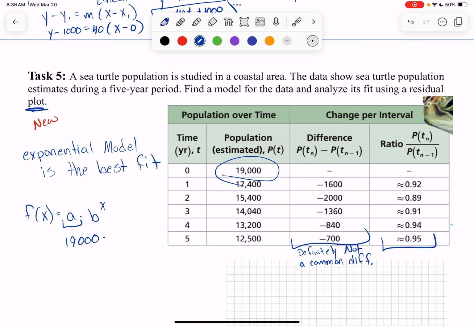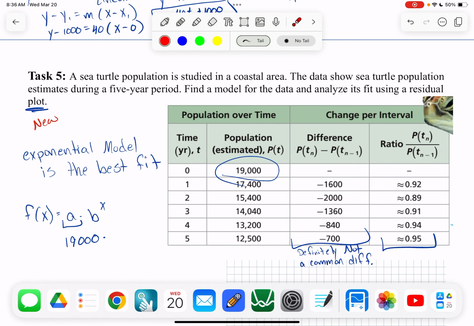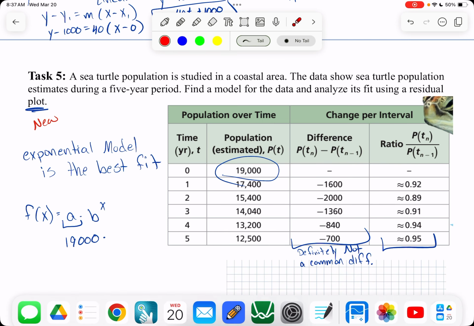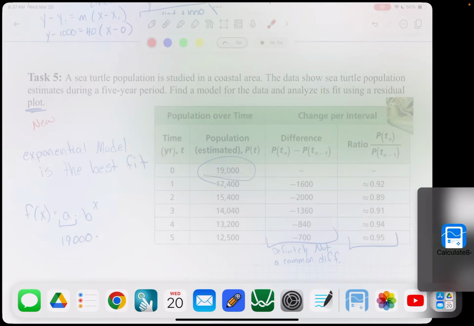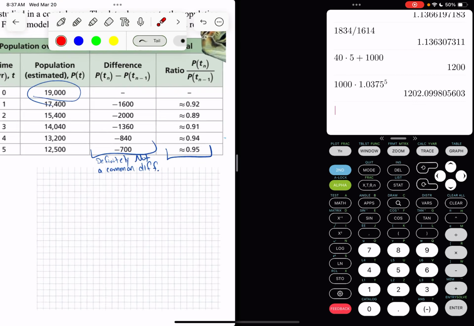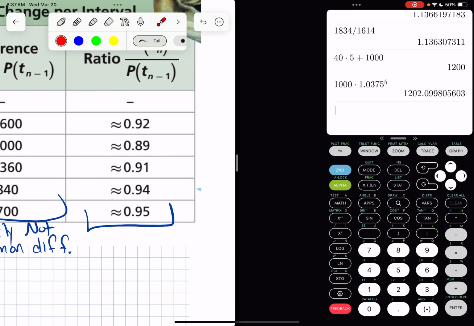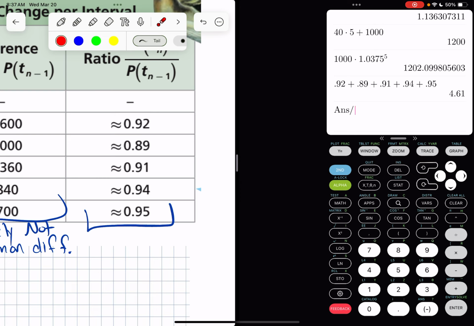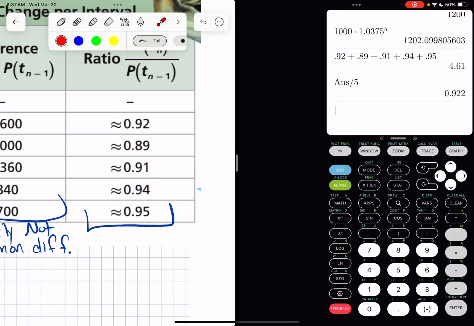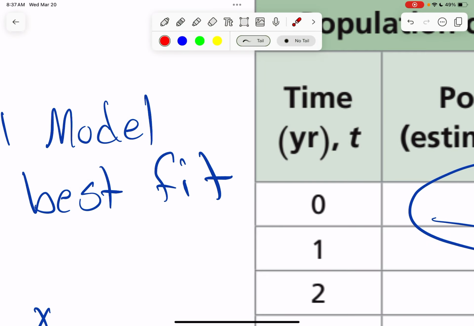Now for my b. I could just pick some point in between here. Average isn't always the most accurate, but let's average these ratios, and we'll use that average to look at our residuals. So to average, we add them all up. 0.92 plus 0.89 plus 0.91 plus 0.94 plus 0.95 equals. Now divide it by, there's 1, 2, 3, 4, 5 of them, divide by 5. So 0.922. Okay, let's try 0.922.